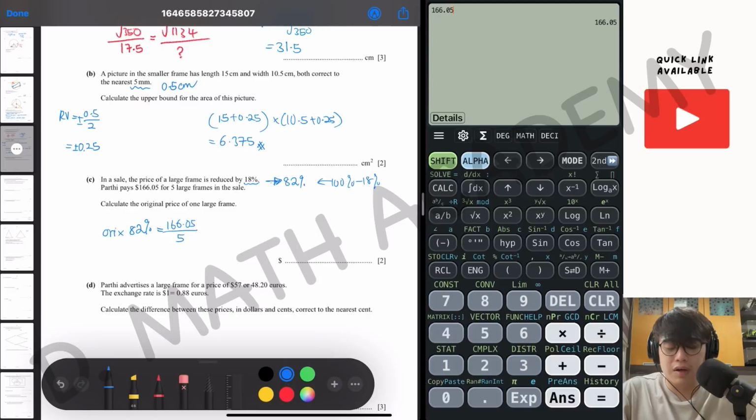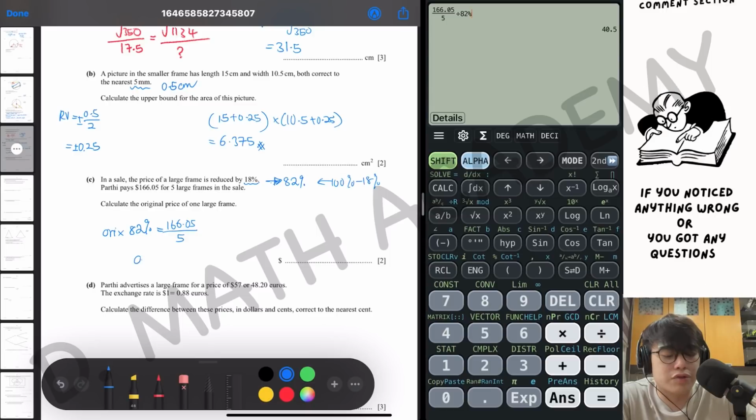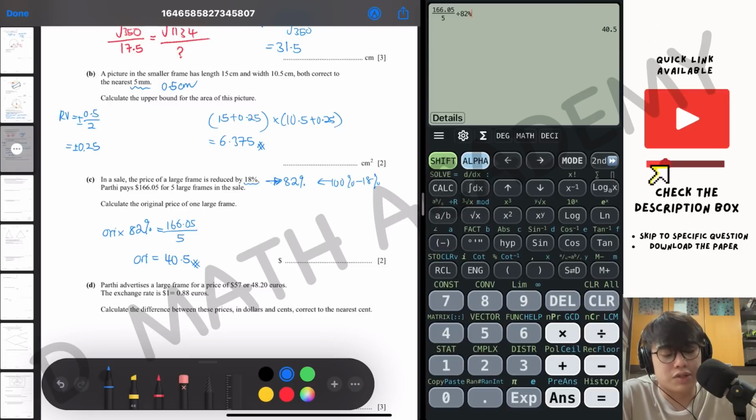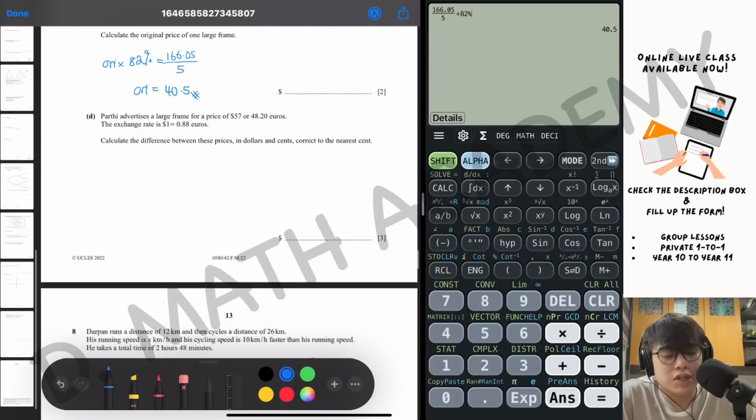So 166.05 divided by 5 first, and then divide it by 82%. So we know that the original price of one large frame was 40.5 each. Okay, that's how you simplify the entire calculation here. Okay, moving on to section D.